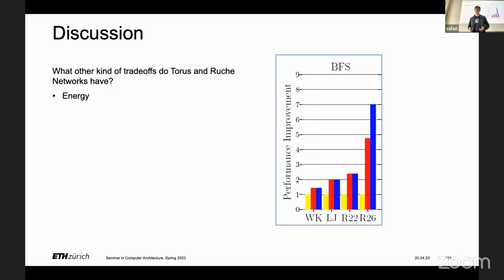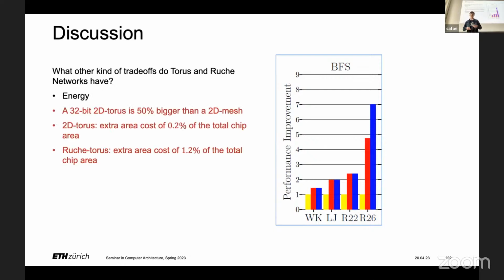So some other trade-off that you might have is regarding the total area that you are going to use for applying these kinds of networks. Obviously, if you are going to use a more complex, let's say, network on chip, you are going to use more area inside the chip. In the case of Torus, you do have 0.2% more total chip area. And in the case of Torus Rush network, you're going to have 1.2% more total chip area.